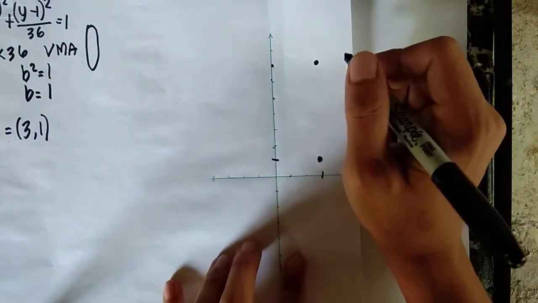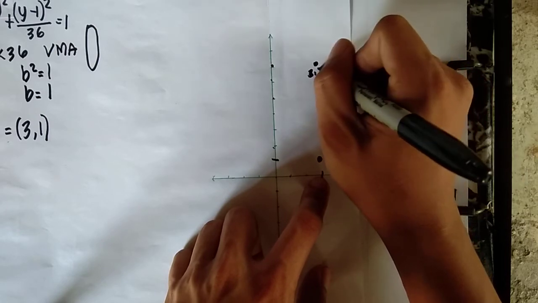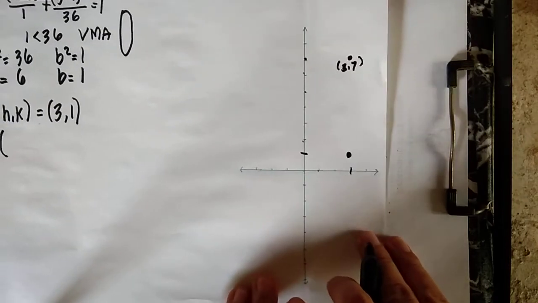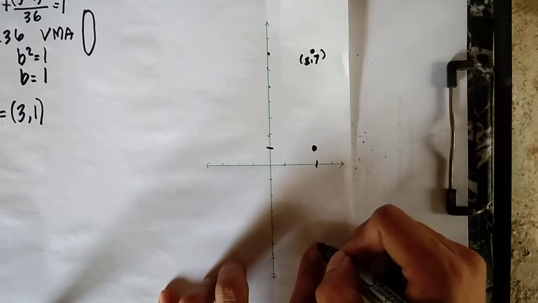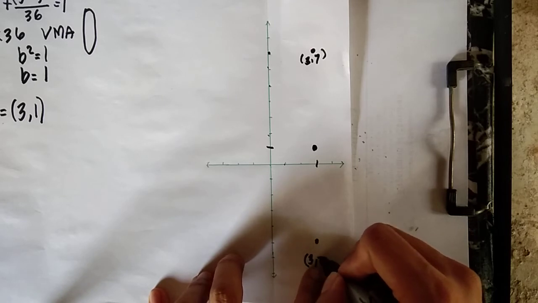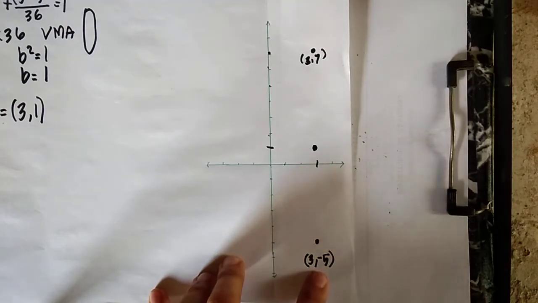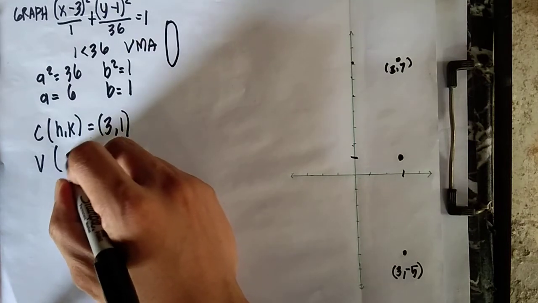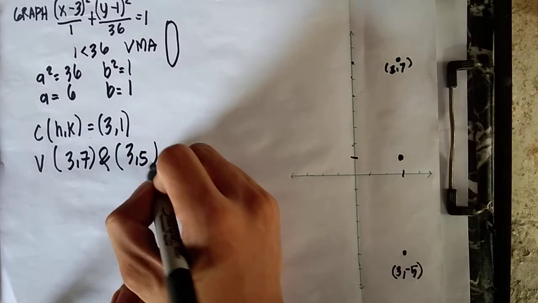So, this is at 3, 7. And then, bibilang naman tayo ng 6 units pa baba. So, we will have 1, 2, 3, 4, 5, 6. And this is at 3, negative 5. So, ibig sabihin, yung ating vertex is at 3, 7, and 3, negative 5.